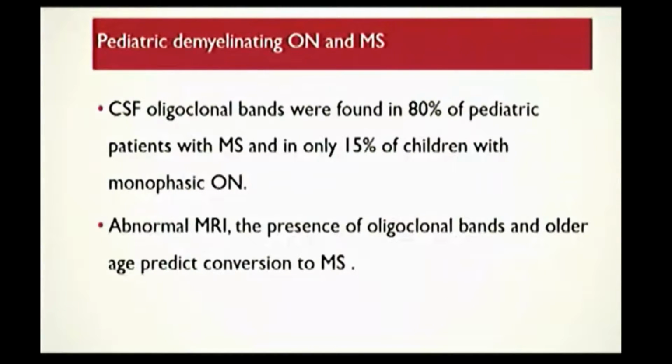CSF oligoclonal bands were found in about 80% of patients with pediatric optic neuritis that is associated with multiple sclerosis, in comparison to only 15% in patients who presented as a monophasic optic neuritis. Studies have shown that abnormal findings in MRI, the presence of oligoclonal bands, and older age predict the conversion to MS.